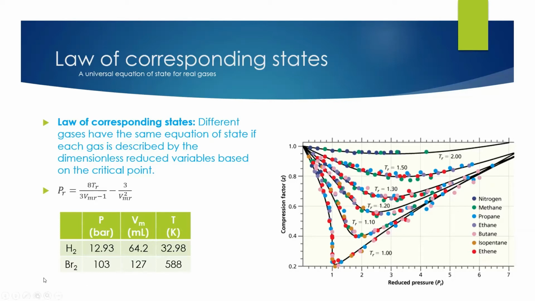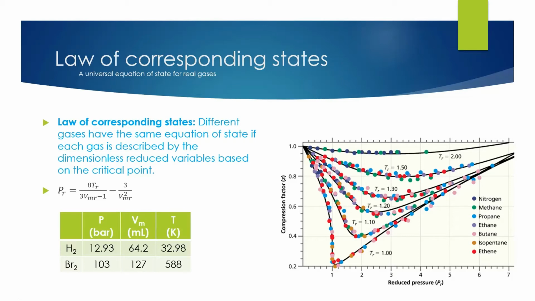So we can look at hydrogen and bromine, molecular hydrogen, molecular bromine, at the same reduced pressure, temperature, and volume, and see how different they all are. So hydrogen would be at 13 bar, 64 mils for its molar volume at about 33 Kelvin, whereas bromine under the same conditions would be 103 bar, 127 mils for the molar volume and 588 Kelvin. So we do kind of have these substance-specific parameters in there. They're just kind of hidden away.